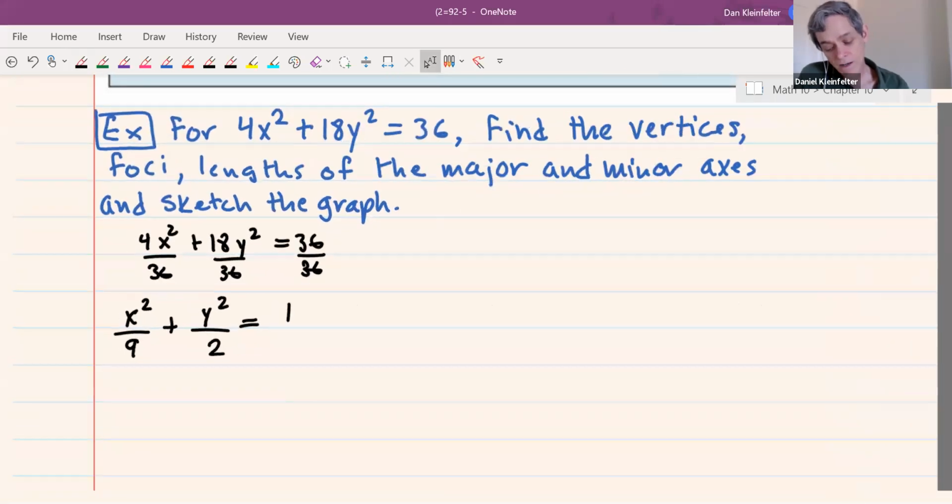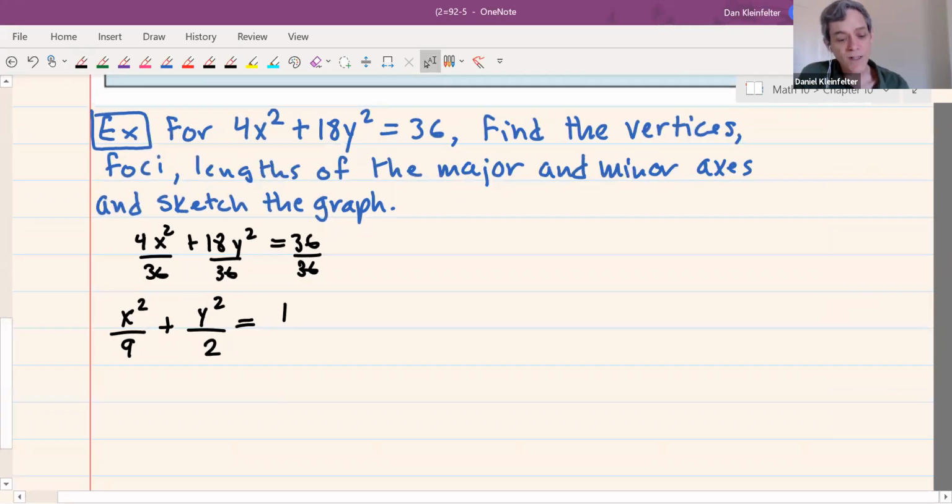Okay, so let me continue by getting the vertices next. The vertices are the endpoints of the major axis. So we should figure out whether this thing is taller or wider. Taking a look at the denominators, again, I didn't memorize this equation, right? A's and B's and B's and A's, okay? It's x squared over 9 plus y squared over 2. Which is bigger, 9 or 2? Okay, 9's bigger, right? So this thing is going to be bigger in the x direction.